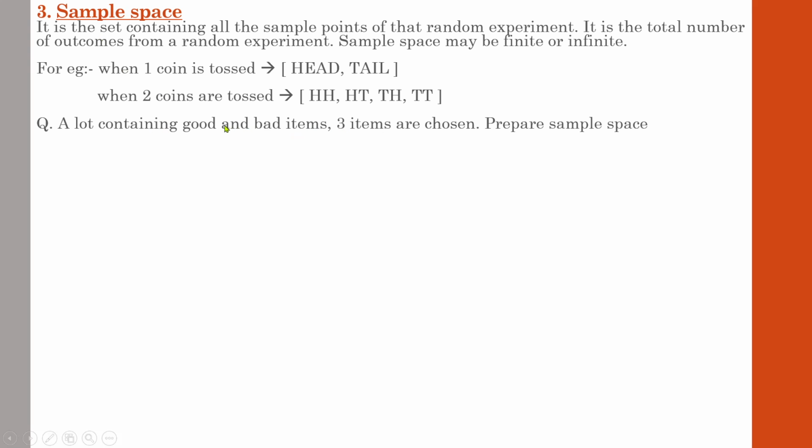So if you have a bag containing good and bad items, and 3 items can be chosen, how many sample points can be made? It's very easy. See, you may get 3 good items from one lot. Sometimes you may get 2 good items and 1 bad. Another chance is that you might get 1 good, 1 bad and 1 good. And another option, you might get 1 good, 2 bads. Likewise, total 8 events, 1 2 3 4 5 6 7 8 events can be made.